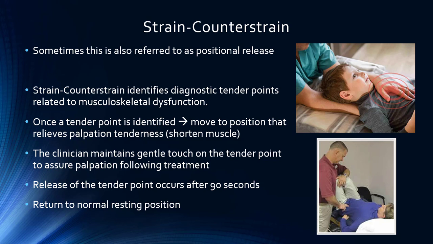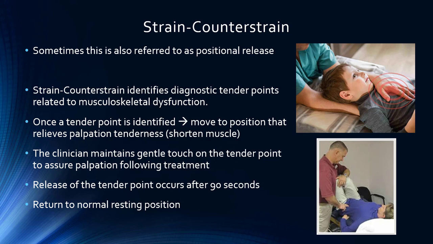Strain counterstrain, or SCS, is the fourth most commonly used osteopathic manipulative technique, following soft tissue techniques, high velocity, low amplitude thrust, and muscle energy techniques. This is also known as positional release. Strain counterstrain is a passive positional technique aimed at relieving musculoskeletal pain and dysfunction through indirect manual manipulation.